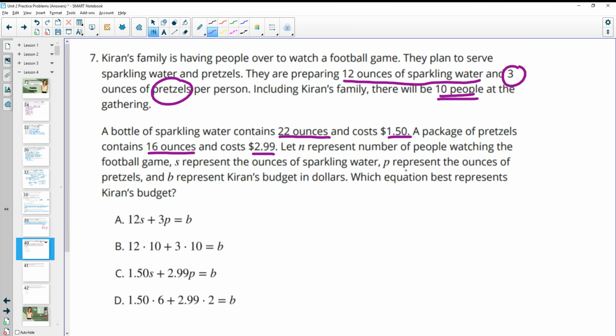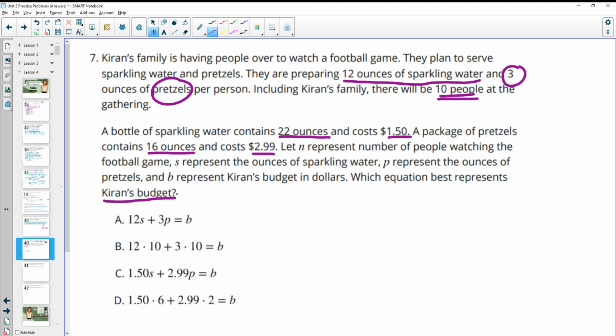Let N represent the number of people watching the football game. S is the number of ounces of sparkling water. P is the ounces of pretzels, and B is the budget. Which equation represents Kieran's budget?